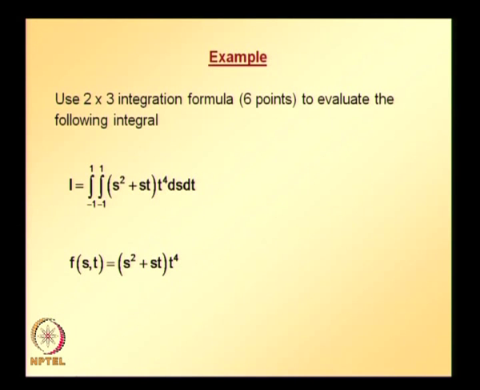So, applying the 2n minus 1 rule that we have for deciding how many points we need to use in S direction and how many points we need to use in the T direction, 2n minus 1 is equal to 2 results in n is equal to 1.5, which can be rounded off to 2, and 2n minus 1 is equal to 5 results in n is equal to 3. So, we need to adopt 2 integration points in S direction and 3 integration points in the T direction to evaluate this integral exactly. So, that is what is asked to use, that is 2 by 3 integration formula.